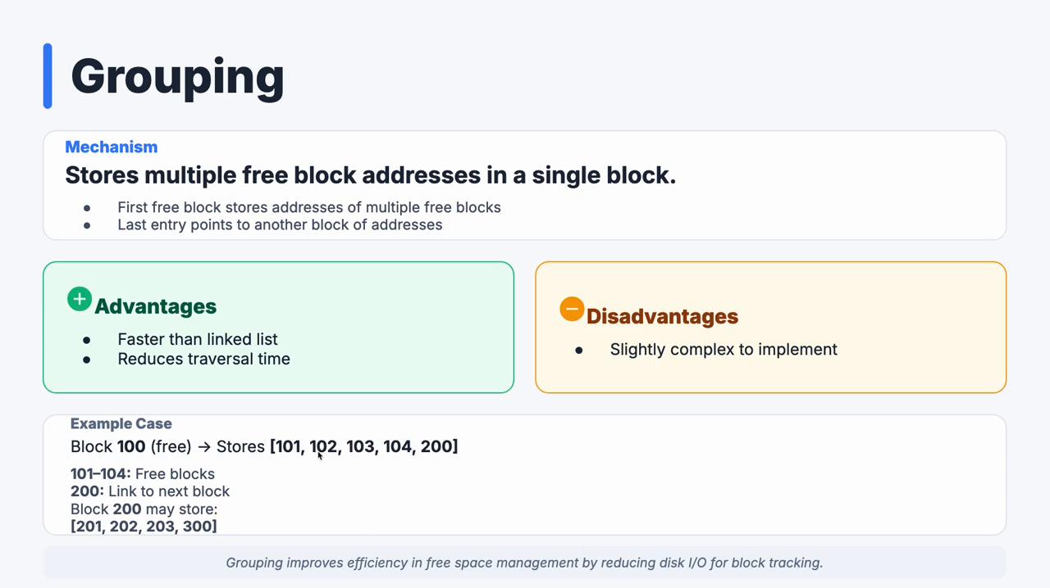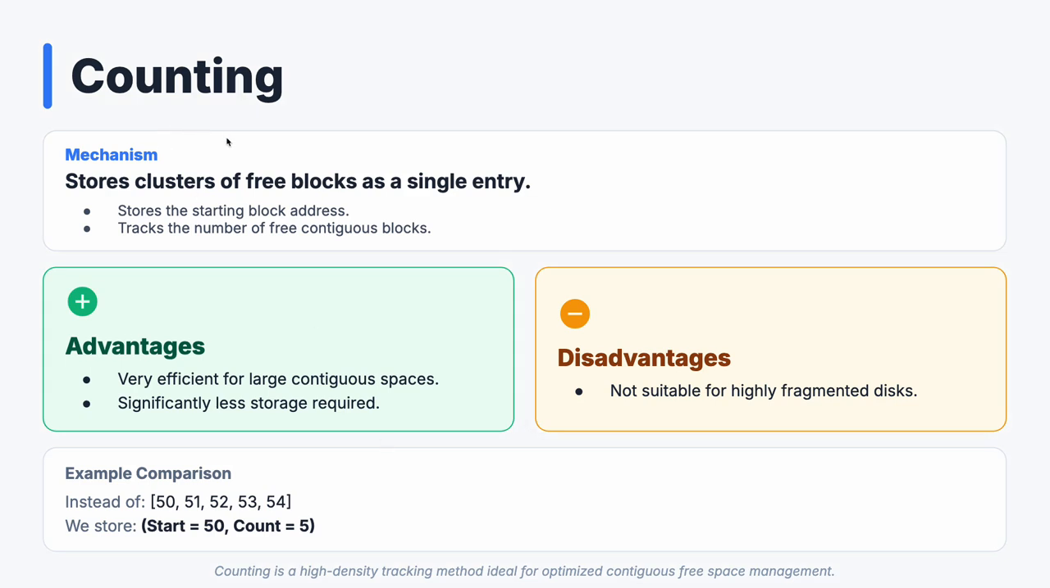Okay, but over here we can have one more optimization. We know that the next 4 blocks are available, even then we are storing this data. So the next algorithm is counting. We can store clusters of free blocks as a single entry instead of storing them individually. It will track the number of free continuous blocks. So here, instead of saying 50, 1, 2, 3, 4, we'll start from 50 and the next 5 blocks are available. So this is called counting.